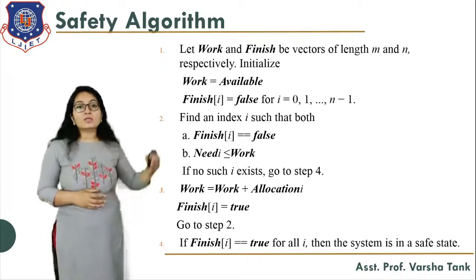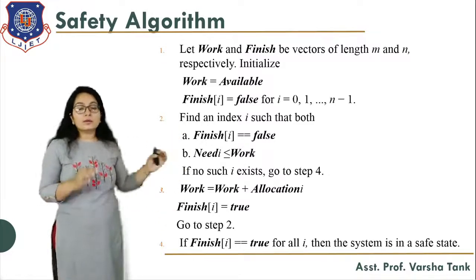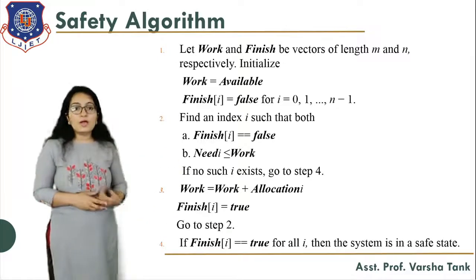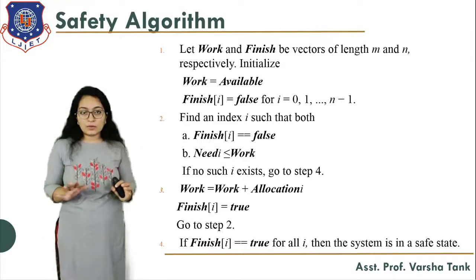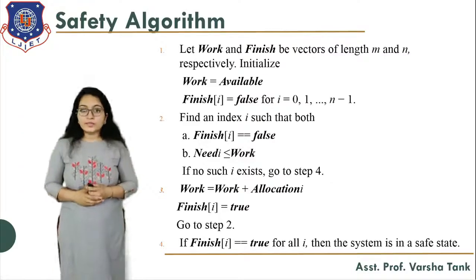And again go to step 2. So repeat these steps, and if no such I exists, we directly jump to step 4. That means finish of I is equal to true for each and every process, and all of these form the safe sequence. Got it?